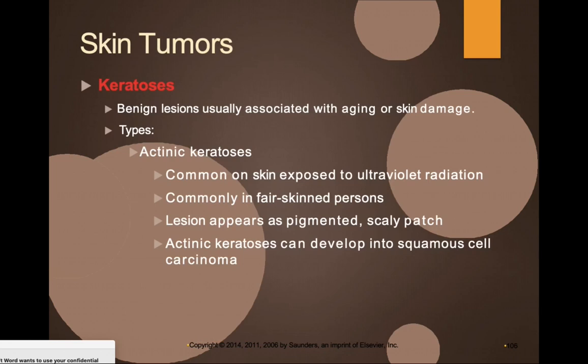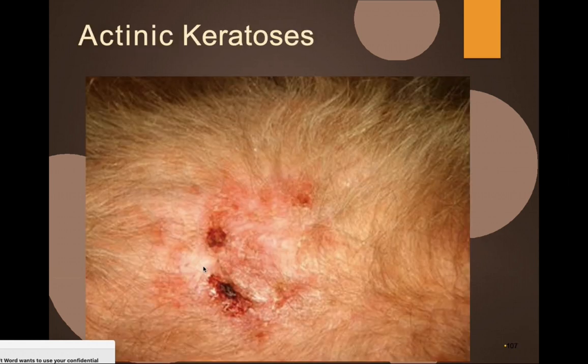Seborrheic keratosis. These are benign lesions that you usually associate with skin and aging. So then there's actinic keratosis. This is common on skin that's exposed to UV radiation. It's commonly found in fair-skinned people. And the lesions appear hyperpigmented. It could be a scaly patch. And actinic keratosis can develop into squamous cell carcinomas. Here is actinic keratosis. This is on the scalp.